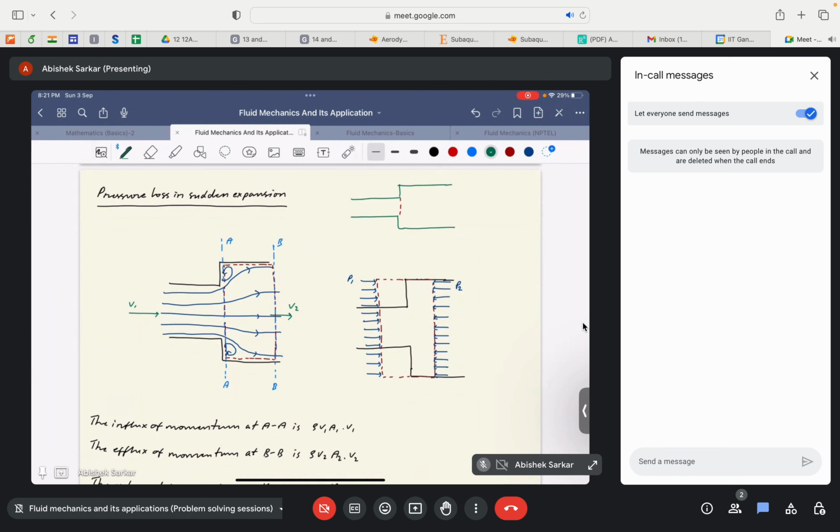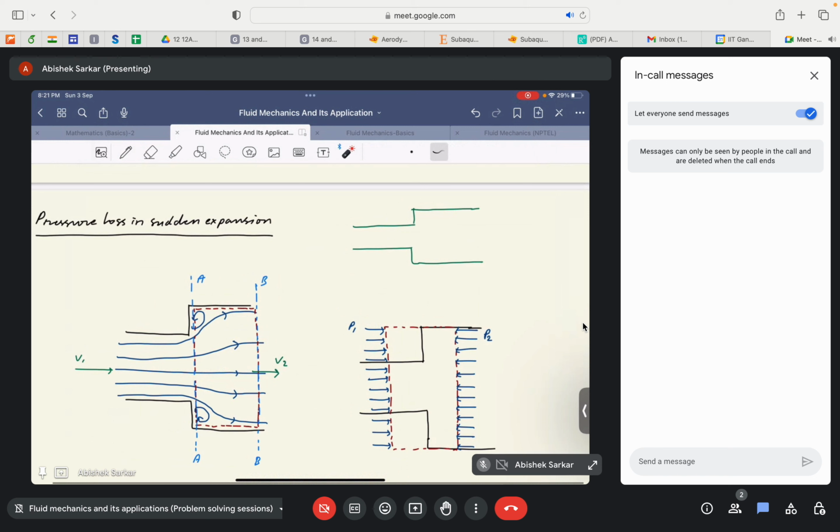So this geometry, or this scenario where there is a sudden increase in the dimension or the diameter of the pipe or duct, would essentially result in pressure losses, right? A similar example we have discussed in the case of a venturi meter.